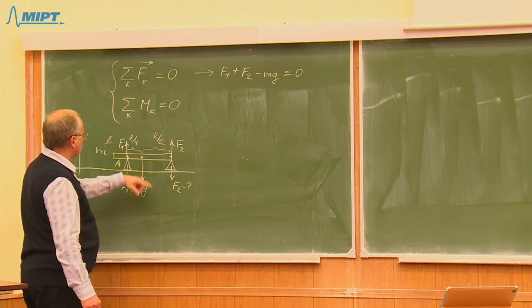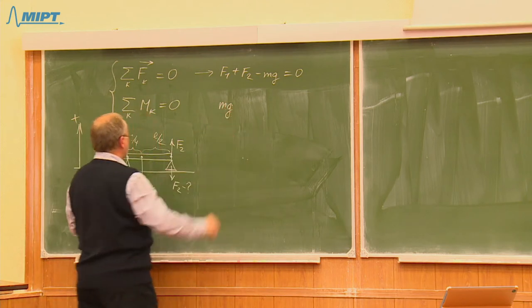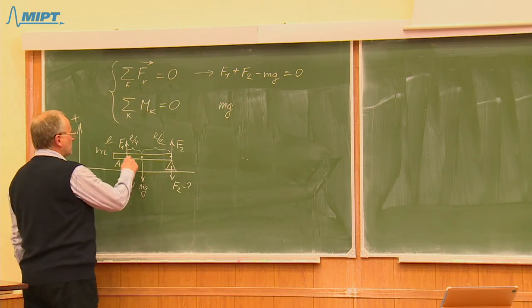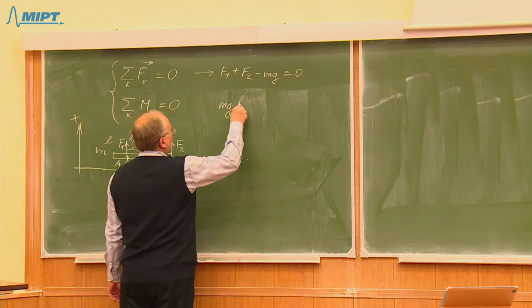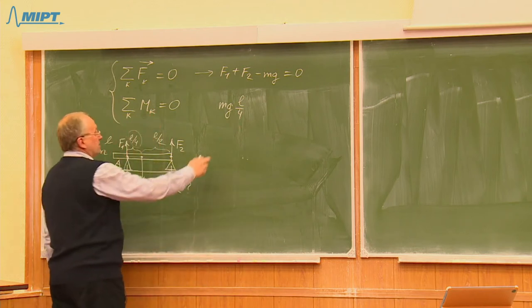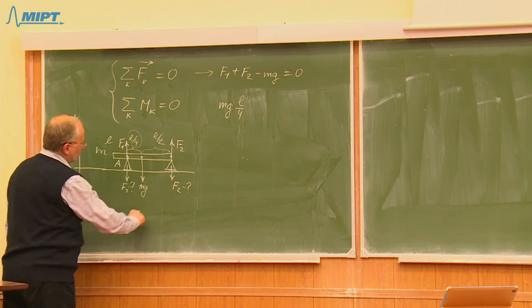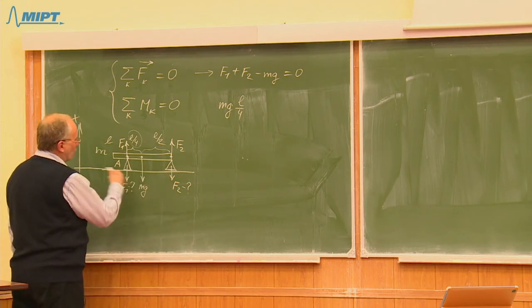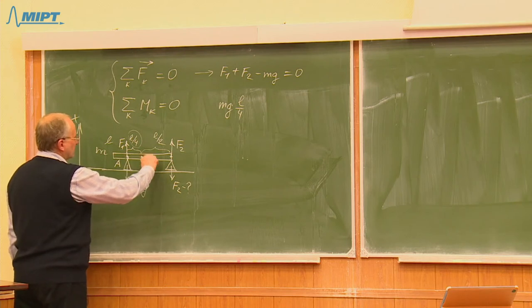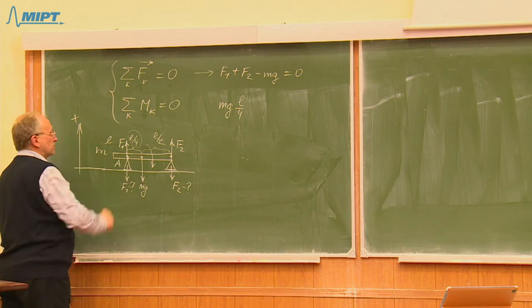And we calculate torques for force mg. By definition, the torque of this force mg is the force times the arm of the force. In our case, this is L over 4. And this term may be taken with a plus sign because mg, this force, tends to rotate the bar clockwise about this axis of rotation.